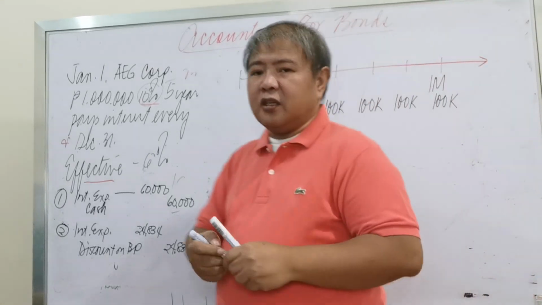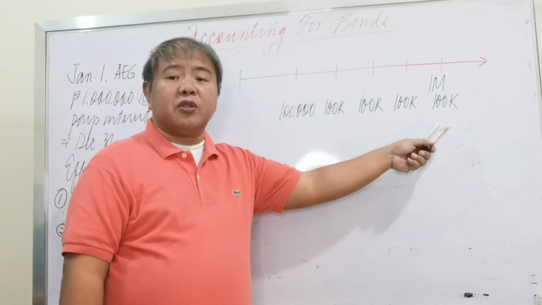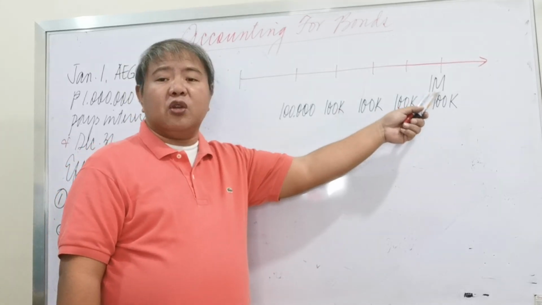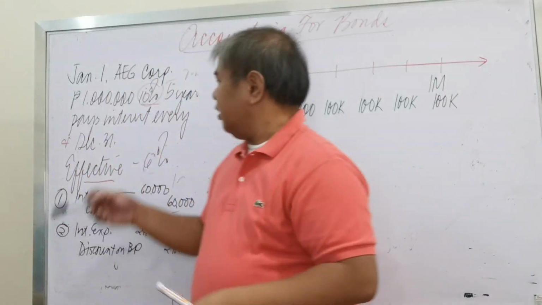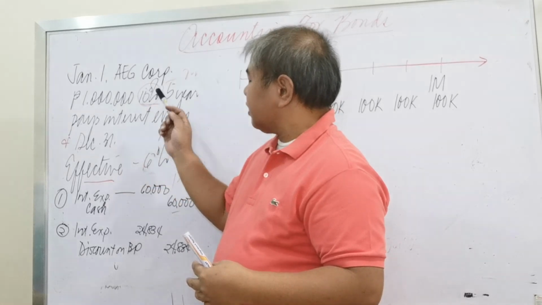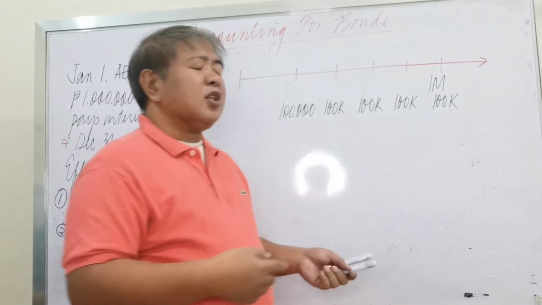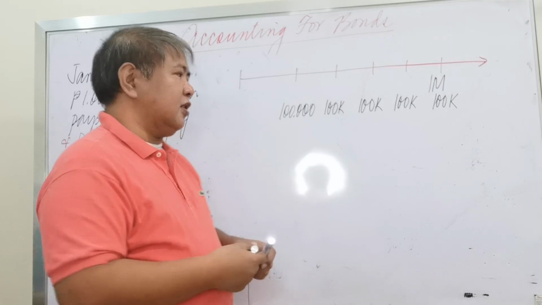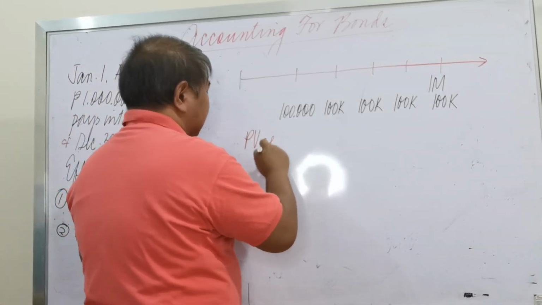So again, on your timeline, you can see that you have 100,000 every December 31st. And at the end of the 5th year, which is the maturity of the obligation, we have the 1 million, which is the principal amount. We have changed that into the nominal and the effective. The nominal now is 10%, which is higher than the effective, which is 6%. So the issue now is how much will the investor pay for this type of bond?